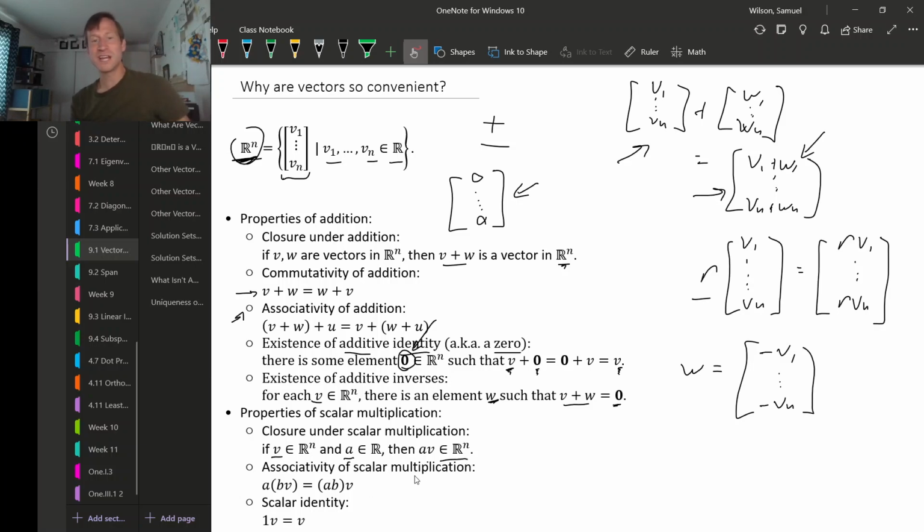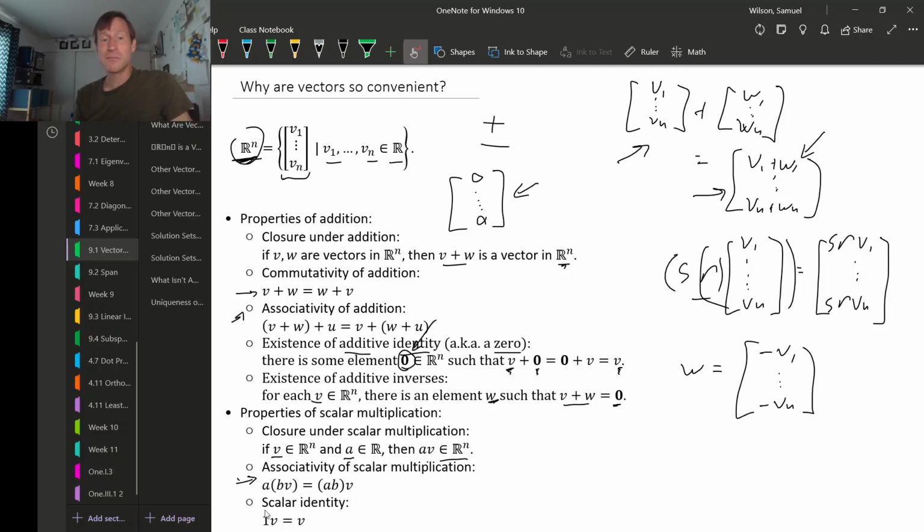Also, scalar multiplication is sort of nice. It's associative, which is clear because if you have two scalars and a vector, whether you do this multiplication first or that multiplication first, either way you end up with SRV1 down through SRVN, so you always get the same thing. So associativity is clear.